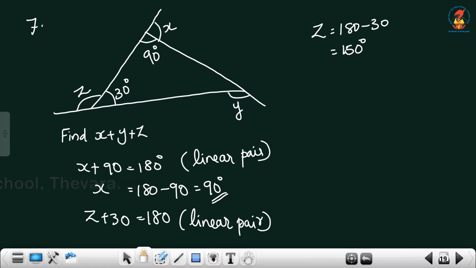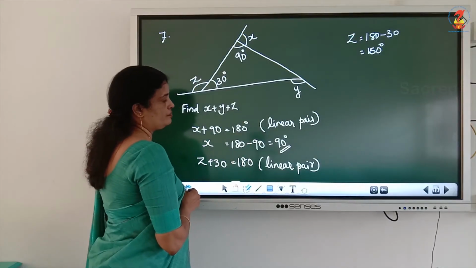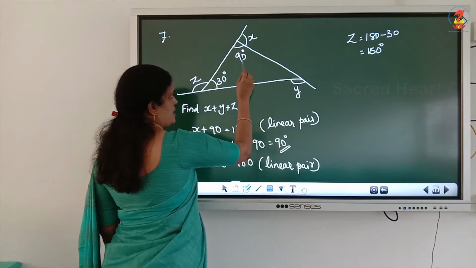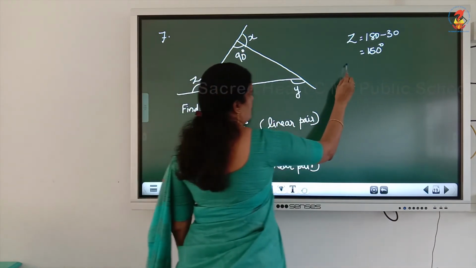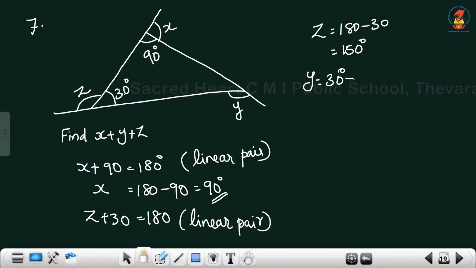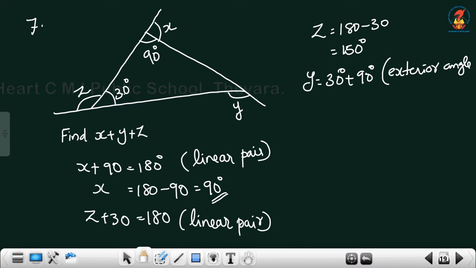y is an exterior angle. Exterior angle theorem: the sum of opposite interior angles is equal to an exterior angle. y equal to opposite interior angles 90 and 30. The sum of 30 plus 90 equal to y. y equal to 30 degree plus 90 degree, bracket exterior angle theorem. y equal to 120 degree.